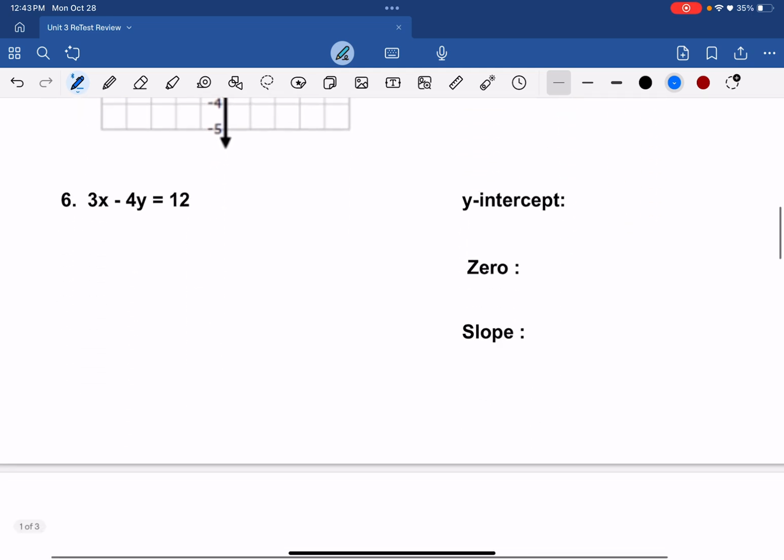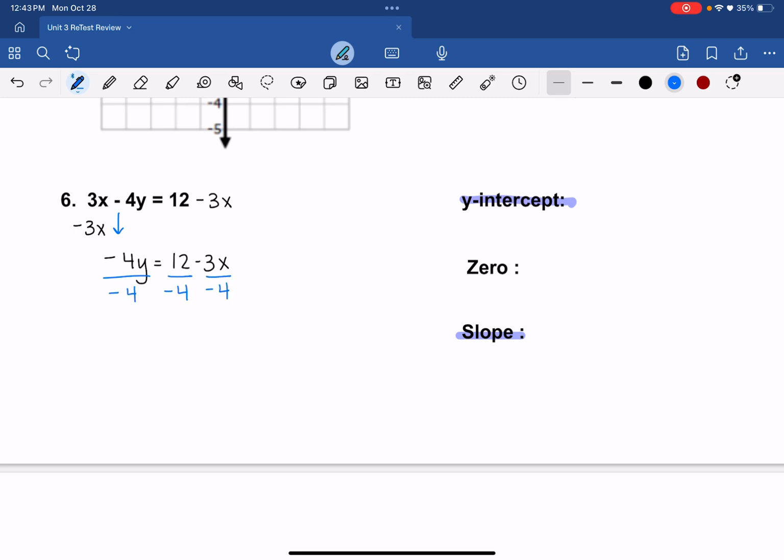All right, last but not least, if we have an equation and we want to know the y-intercept, 0, and slope, 2 of the things I can figure out if I just solve for y. A y-intercept and a slope is what I can figure out if I solve for y. So remember, I'm going to subtract 3x. So negative 4y equals 12 minus 3x. Remember to bring down that negative because it changes the values. So negative 4 divided by negative 4. In slope-intercept form, 12 divided by negative 4 is negative 3. Negative 3 divided by negative 4 is a positive 3 over 4x.